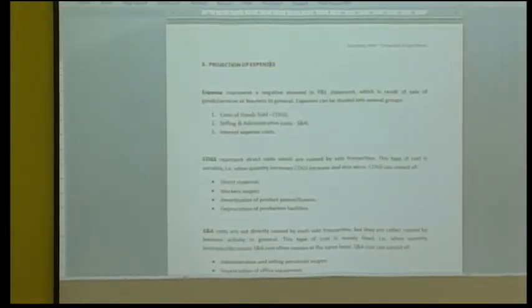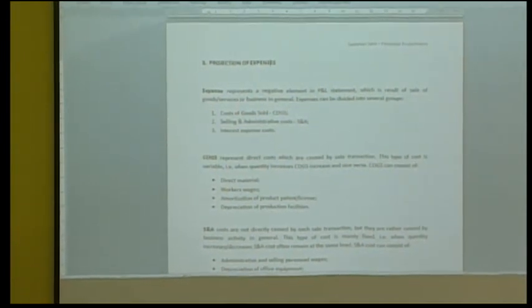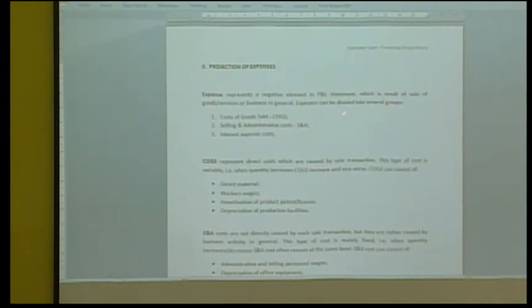The second part of the P&L statement is the costs or expenses. Expenses represent a negative element of the P&L statement, which is a result of sale of goods and services or business in general. There are three parts of expenses. First, the cost of goods sold. The second one is selling and administrative costs. And the third one is interest expense.